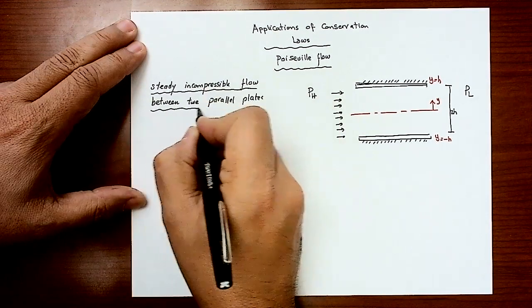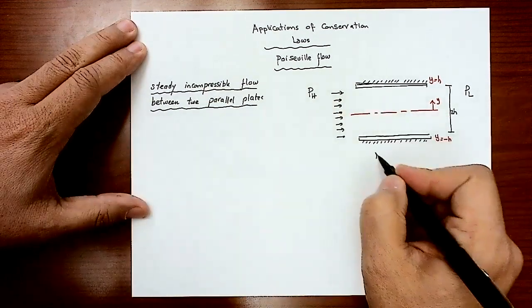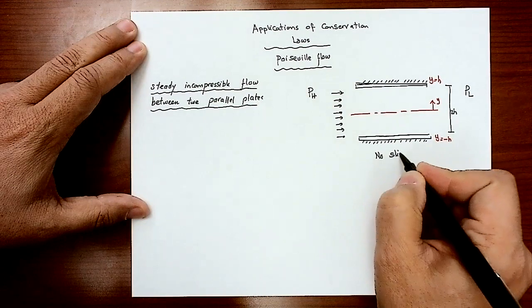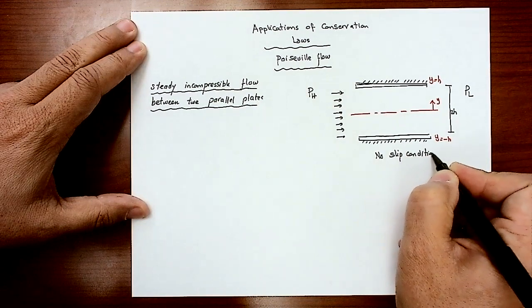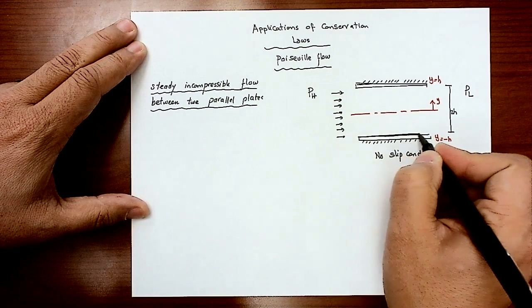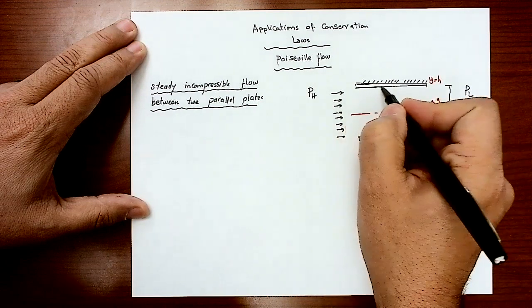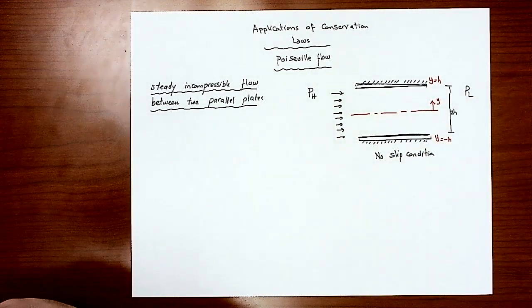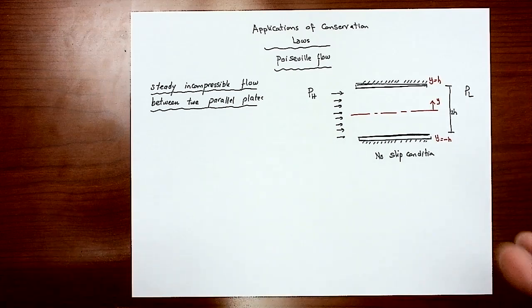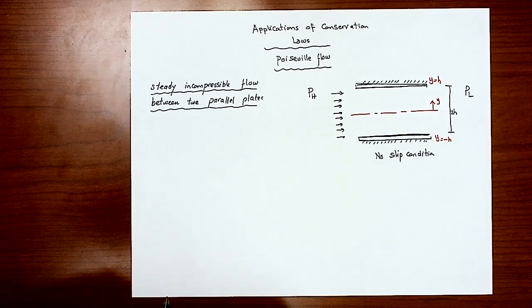Remember, we're still keeping the no slip condition. Which means that I know that velocity for sure here is 0. Velocity here is also 0 for these two specific layers of fluid in contact with the solid surface. So then the velocity is going to be distributed somehow in between. Let's see how to use the continuity and the momentum equation.